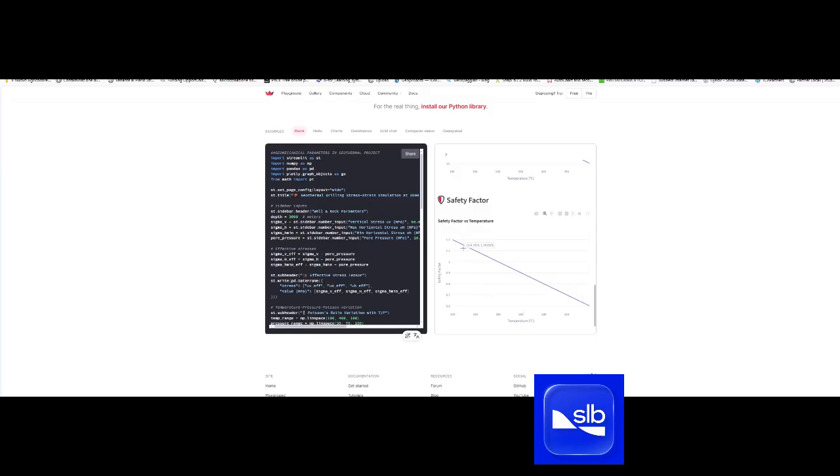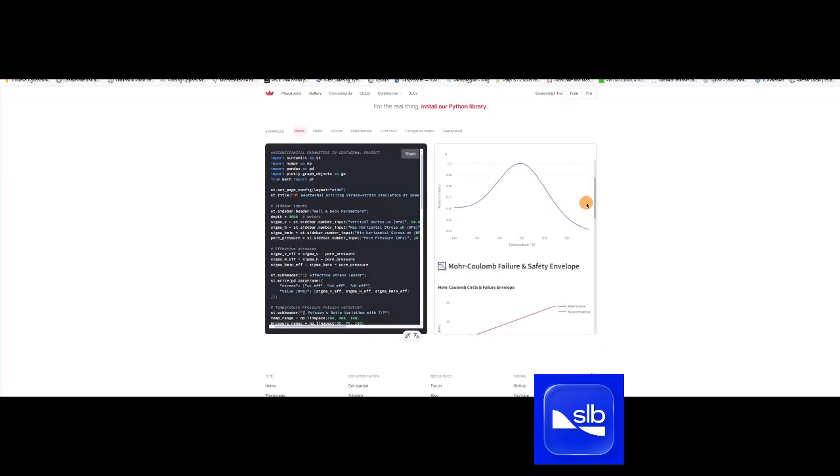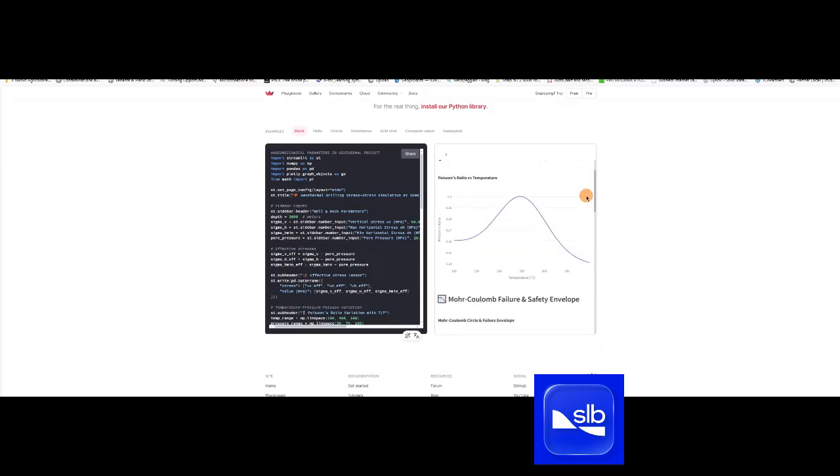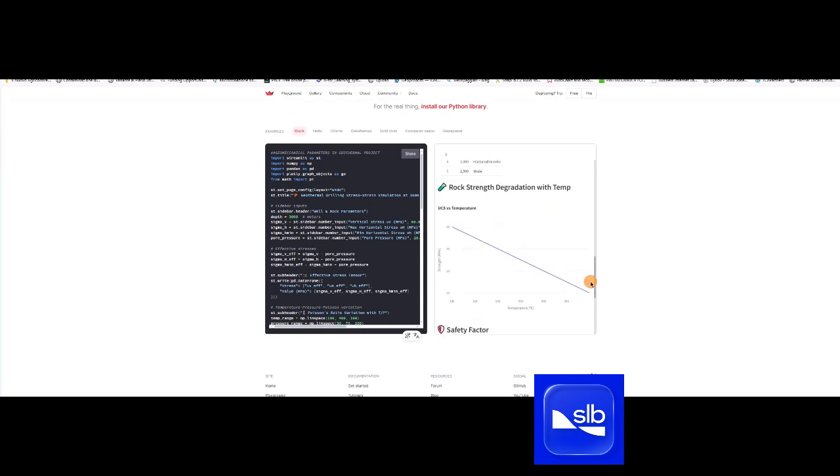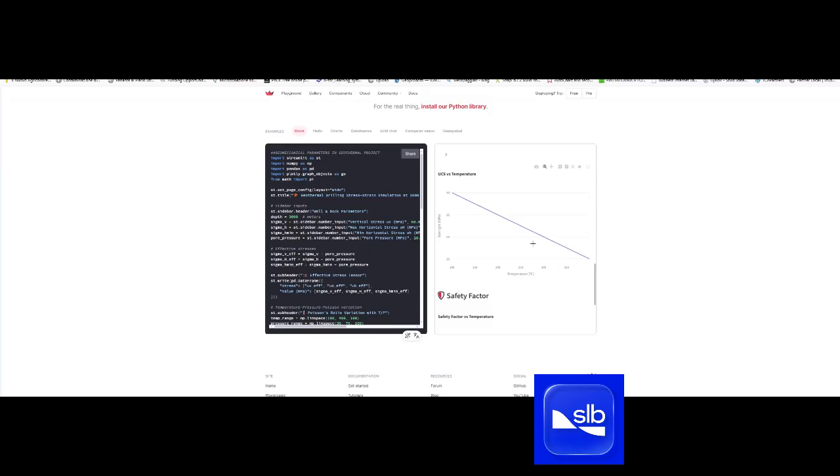When temperature goes up to around 250 Celsius degrees, we have an impressive decrease of the safety factor. So it's really important to evaluate this before and during the drilling project, and it corresponds to the decrease of Poisson ratio. Rock strength degradation with temperature: we also have a degradation of rocks with high temperature.